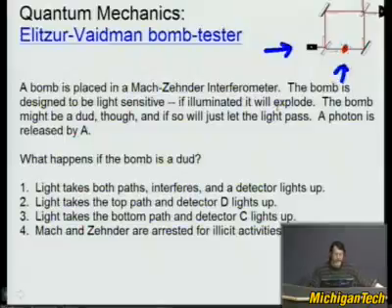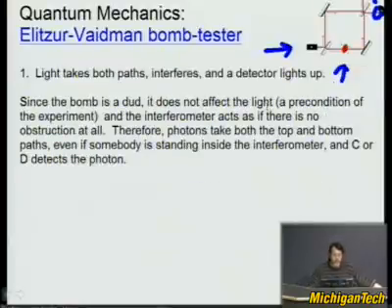What's going to happen? Does light take both paths, interferes, and a detector lights up? Does light take the top path if the bomb is a dud, and detector D lights up? So D is this one down there. Does light take the bottom path and detector C lights up? Or are both Mach and Zehnder arrested for illicit activities? And the answer would be 1. Light takes both paths for the dud, and a detector lights up.